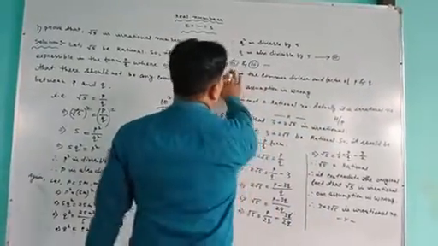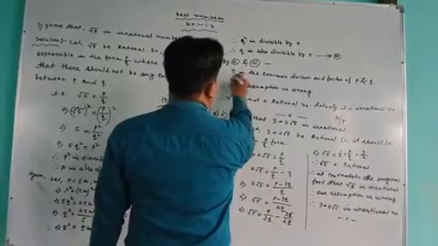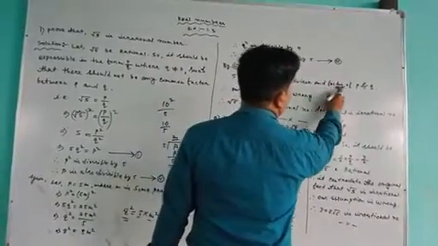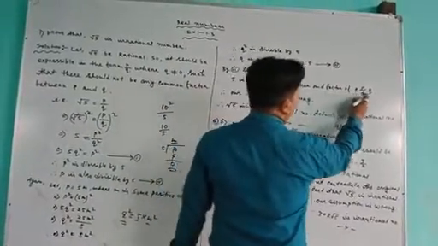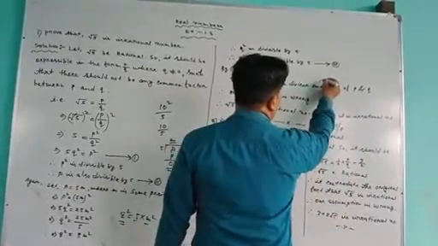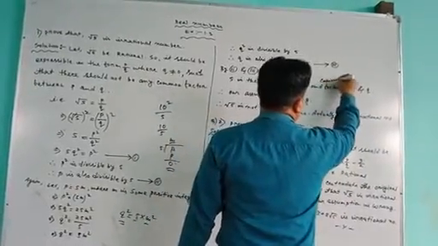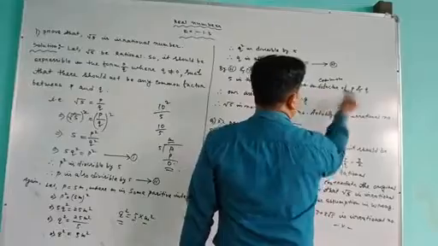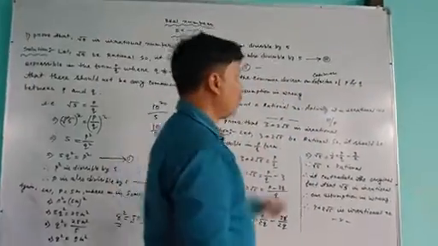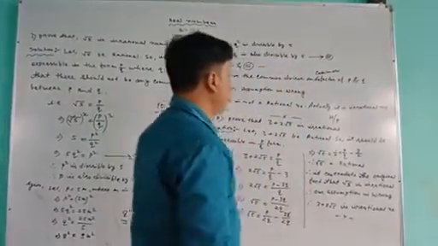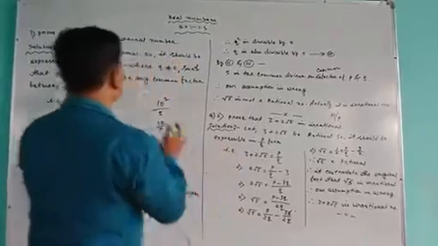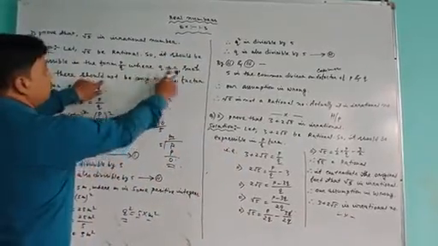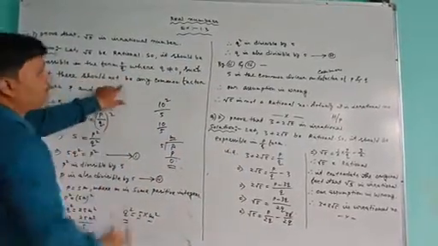5 is the common divisor and common factor of p and q. Here you write common factor. Common divisor and common factor of what? P and q. But what is our assumption? Our assumption is that there should not be any common factor between p and q.